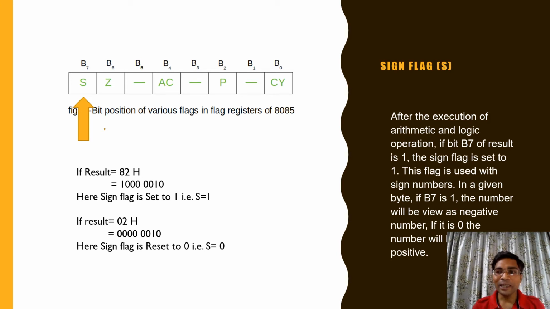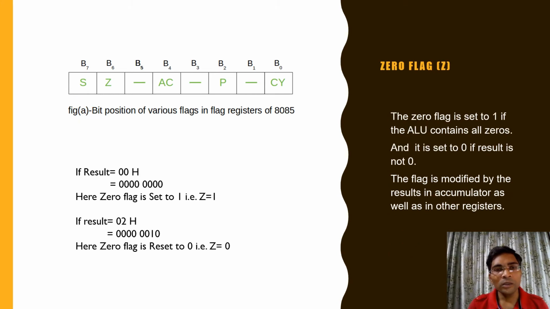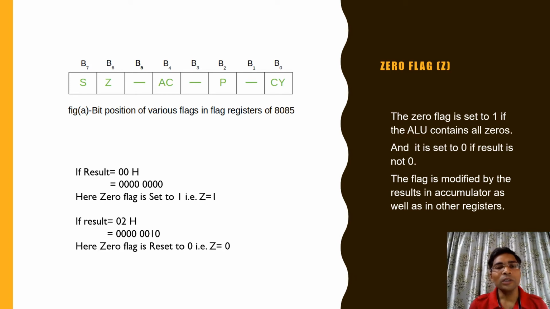Okay, now in the next slide we are going to discuss the next flag, the zero flag. Here the zero flag is set to 1 if the ALU result contains all zeros, meaning whenever we are doing any operation, that is addition, subtraction or rotations, and the result carries all zeros, this is recognized by setting the zero flag to 1. So whenever the result contains all zeros, the zero flag is set to 1, and if it contains a non-zero value, then it is reset to 0.